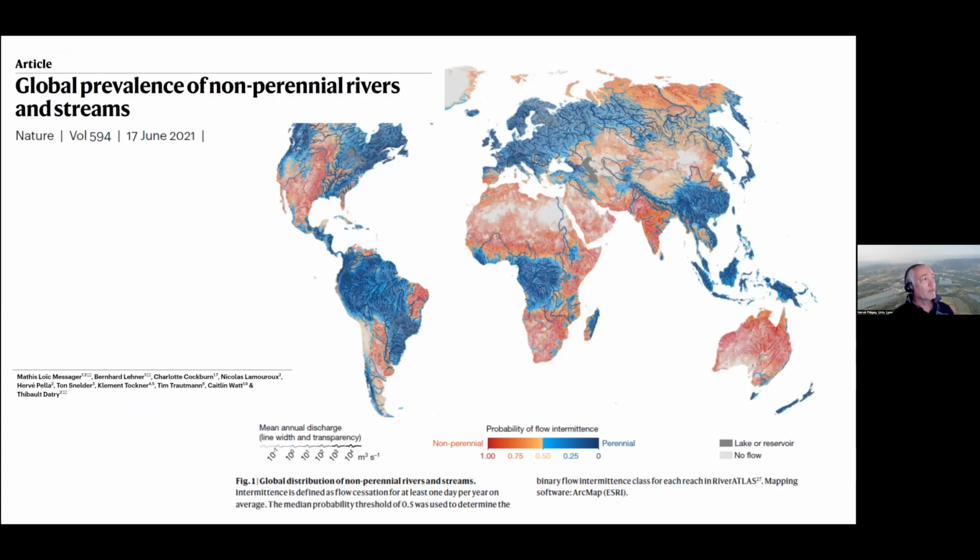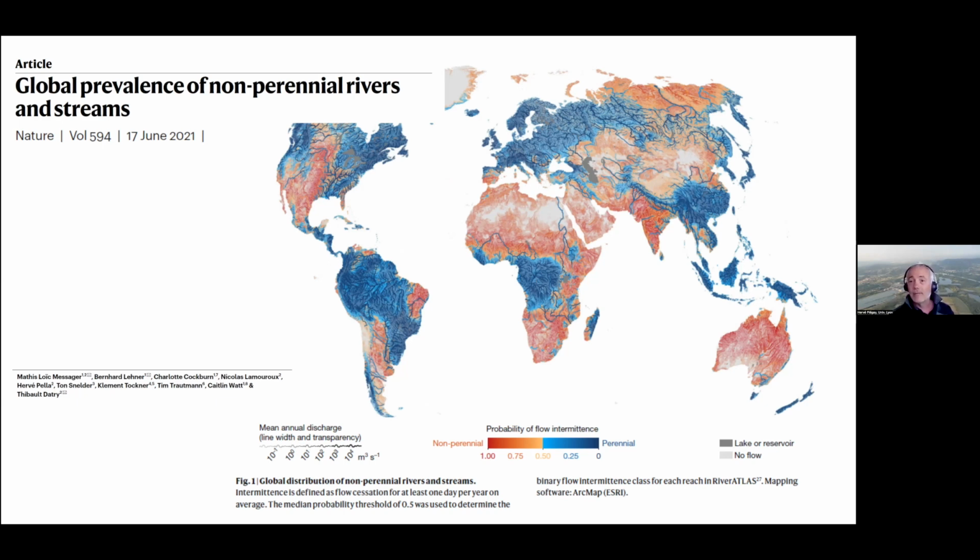Now, another challenge: you see a first map here done by Mathis Messager et al. on the non-perennial rivers and streams. We can see the withdrawal.